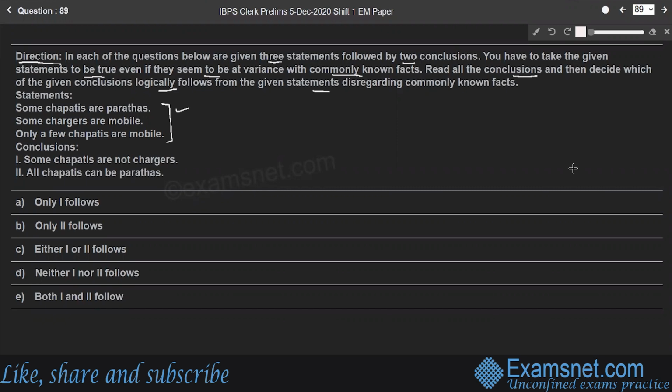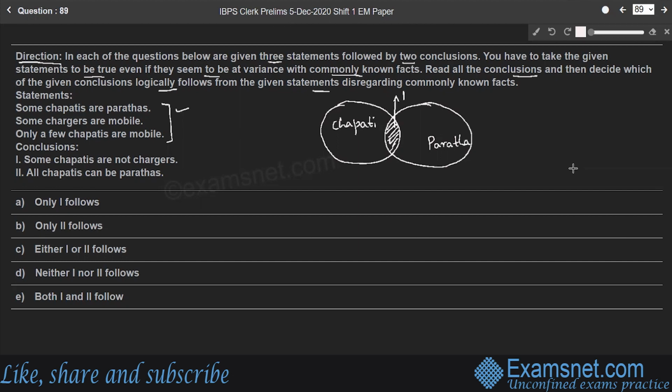First one, some chapatis are parathas. So let us represent these statements in a Venn diagram. Some chapatis are parathas means there is a set of chapati and a set of paratha, right? And the common portion, that is the intersection of these two sets, represents some chapatis are parathas. First statement, right?